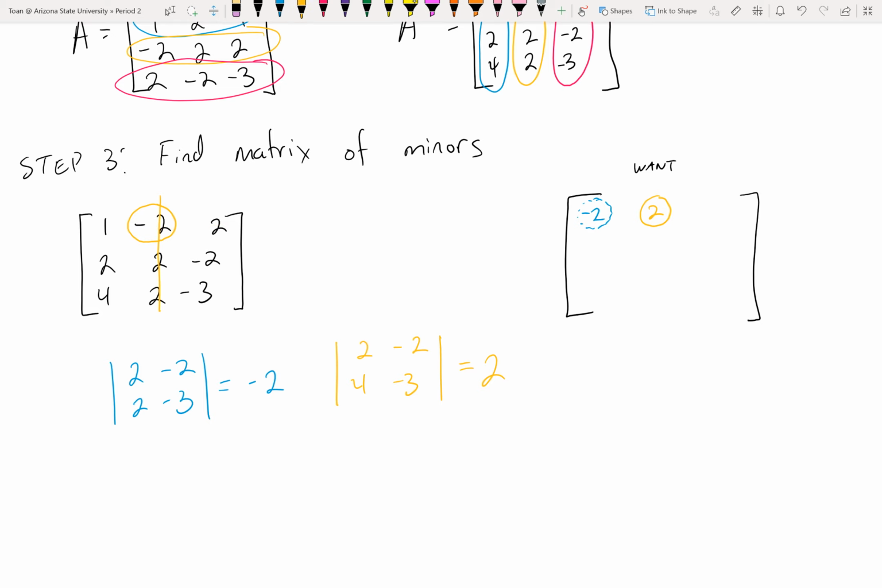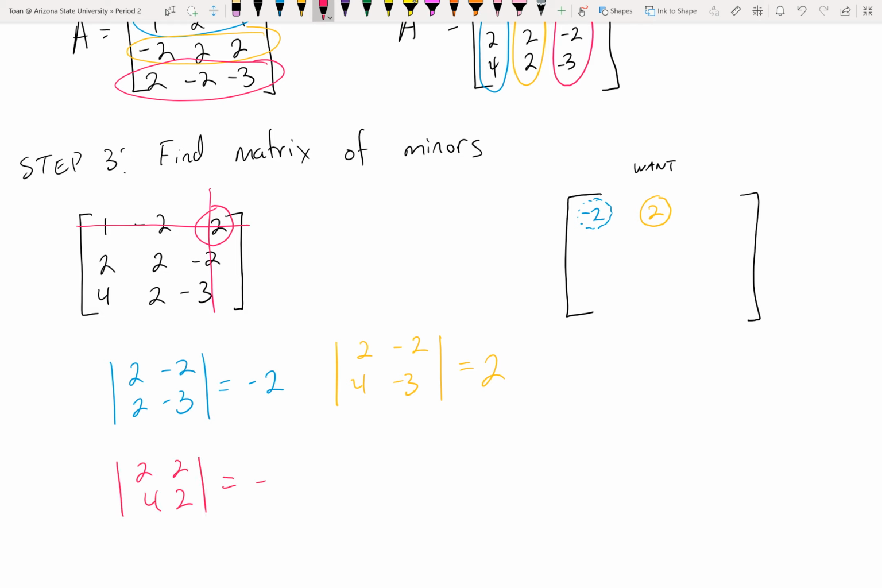So then if I want to find the top right corner, I take the top right corner, delete the row, delete the column, 2, 2, 4, 2, and I find the determinant. So that's 4 minus 8, which is a negative 4. Put a negative 4 there. You rinse and repeat. Depending on the position that you want to find, you're going to delete the row and the column, and then find the determinant of what's left over. That's what we call a minor. You guys okay with that?